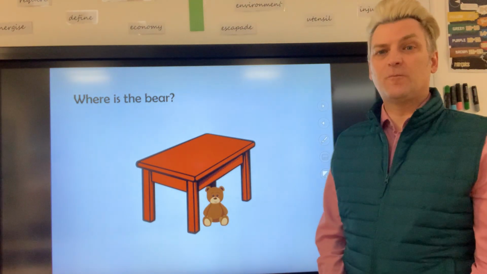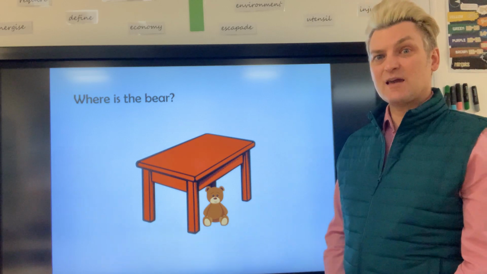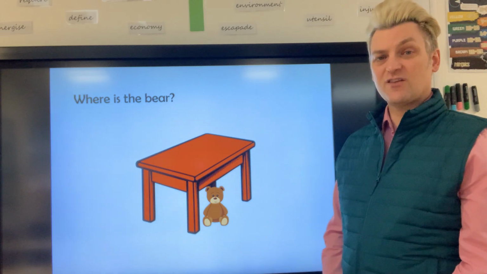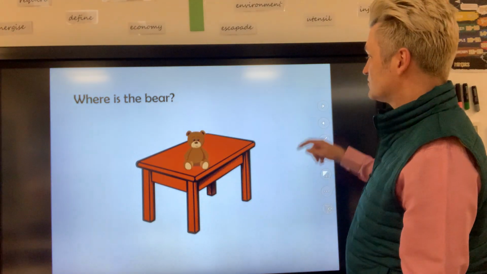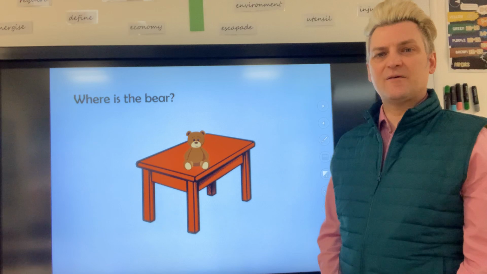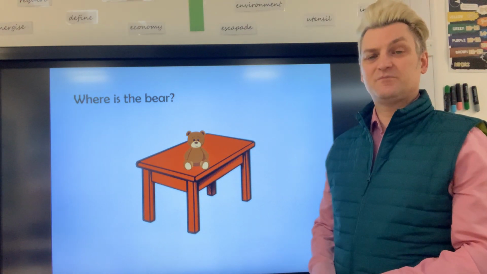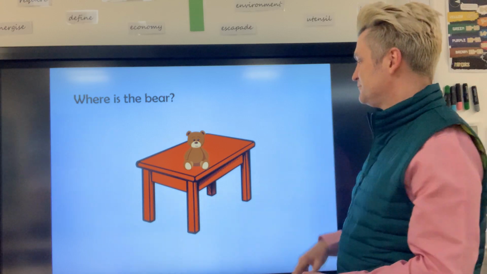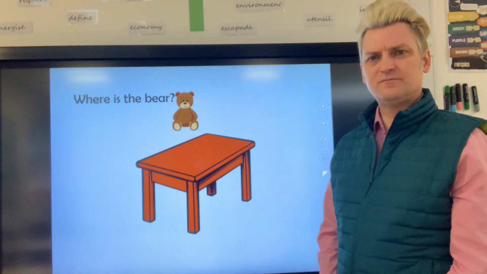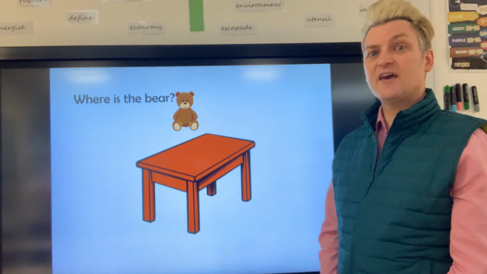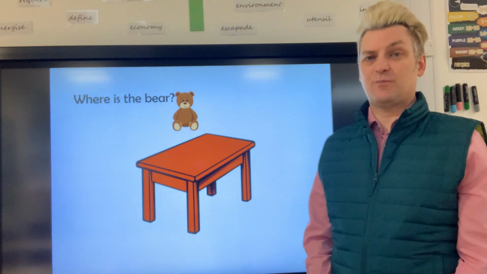Where's the bear now? The bear is under the table. The bear is under the table, or the bear is beneath the table. Where is the bear? The bear is on top of the table. The bear is on top. Where's the bear now? The bear is above the table, or the bear is over the table.